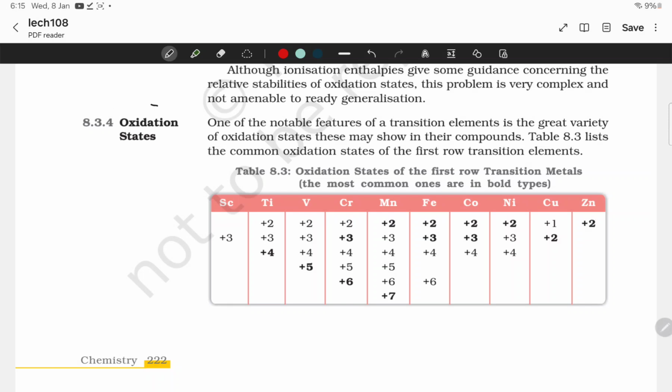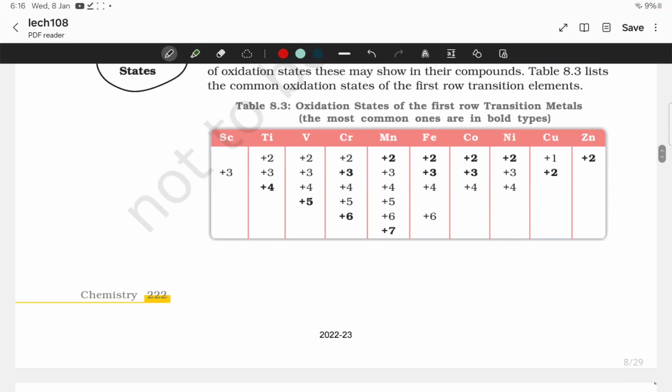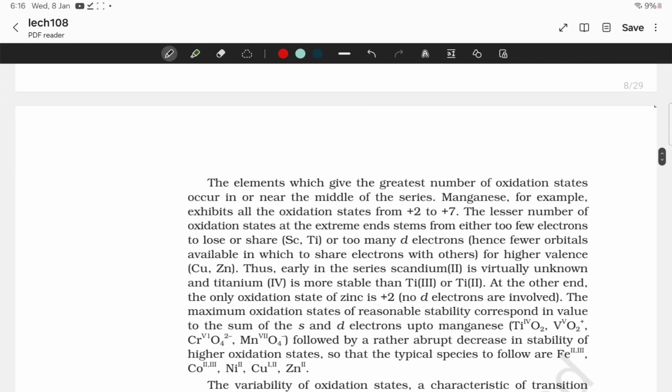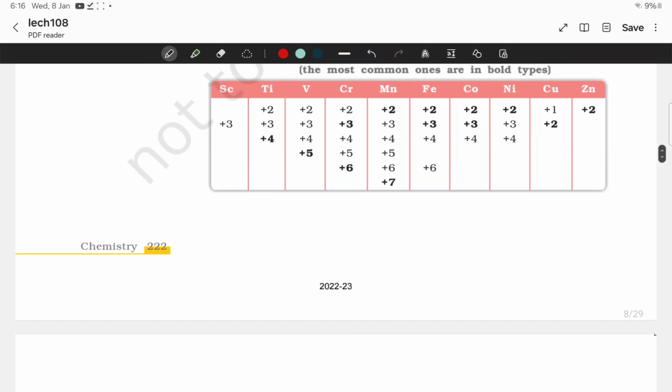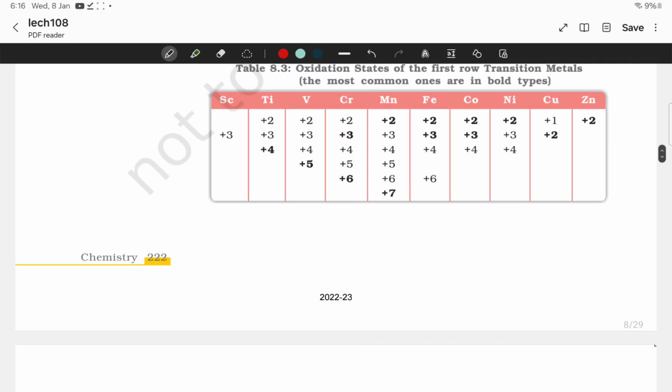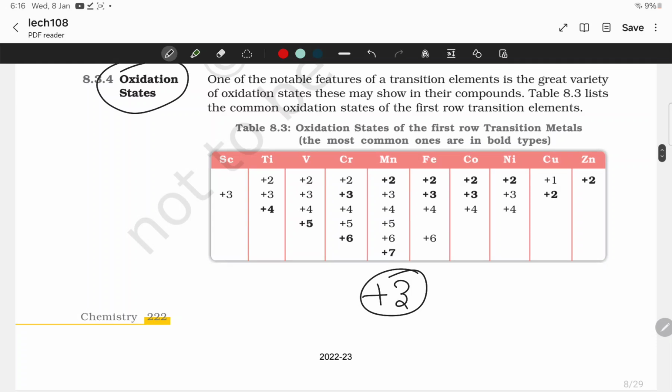Now we are coming to the next factor, that is oxidation state. Learn the common oxidation state shown by every element. Okay, the common oxidation states. But copper and zinc don't show +3, though most of the elements show +3. Okay, +3 is one of the common oxidation states.